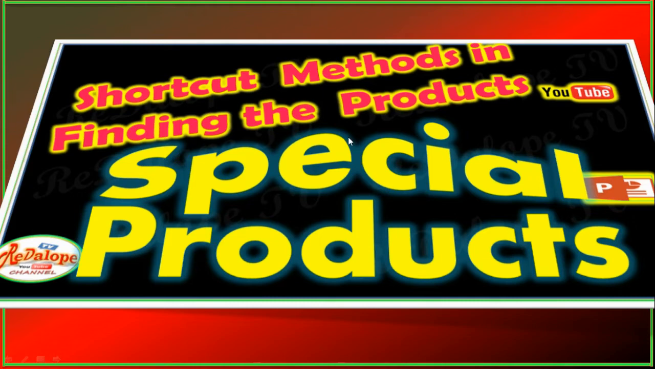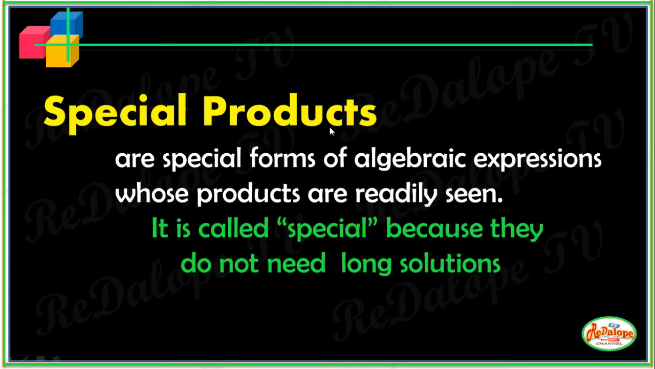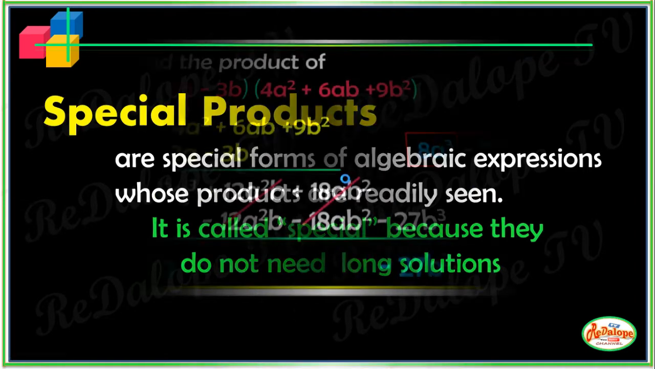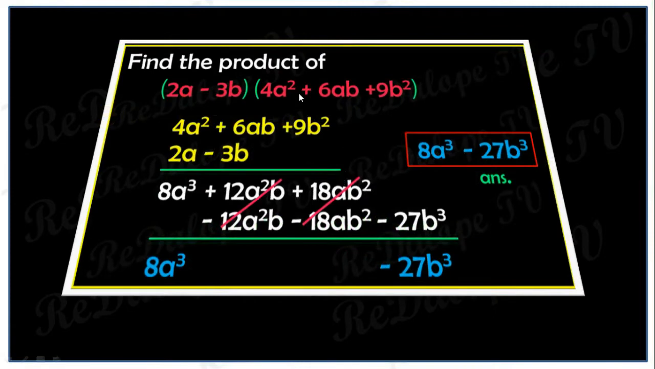order to save time. But what is special product? Special product, ito yung special form of algebraic expressions whose product are immediately apparent or can readily be seen. We do not need the solution anymore when we find the product, such as this. We will write the answer directly.